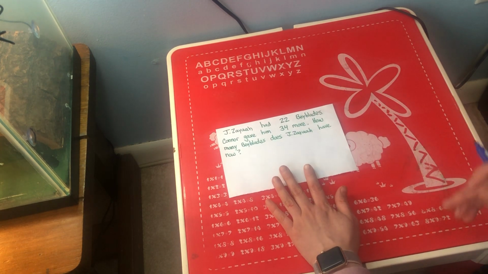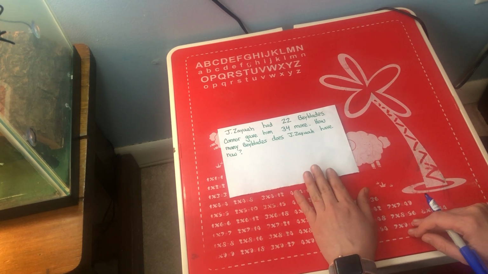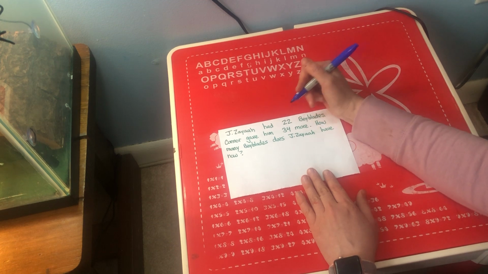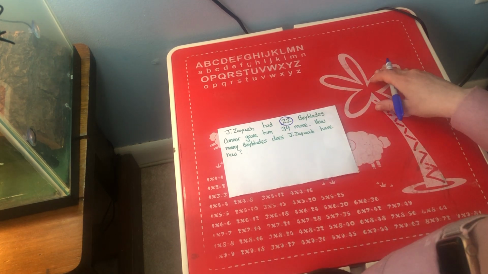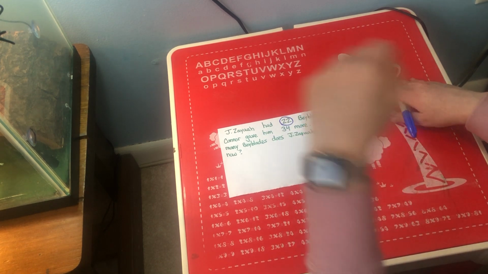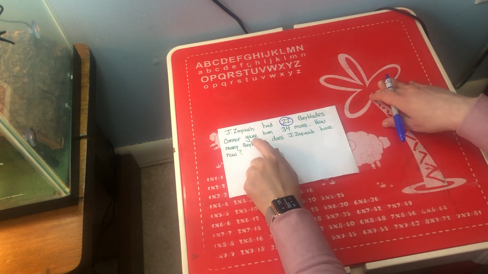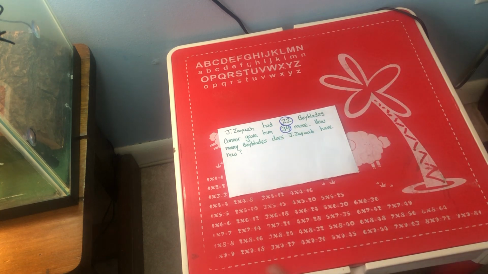And Josiah and Connor, you two are the stars of this one. Okay. Josiah had 22 Beyblades. Make that picture in your mind. I'm picturing Josiah and he's got a whole suitcase full of Beyblades. Connor gave him 34 more. So now I'm picturing Connor coming in with a big box with 34 Beyblades in them and saying, "Here, Josiah, these are for you." How many Beyblades does Josiah have now?